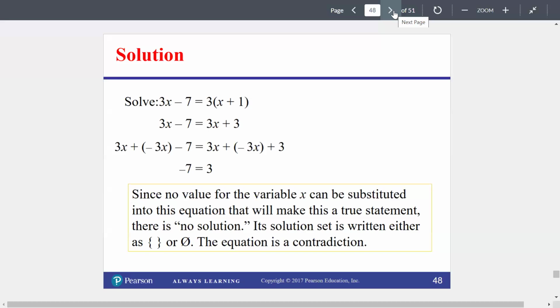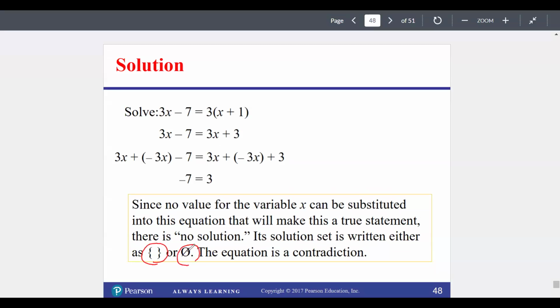Since no value for x can be substituted in the equation that would make this a true statement, we say there's no solution. One of the ways that we write no solution is we write our set brackets but put nothing in them, or we write the empty set sign. Both mean an empty set.